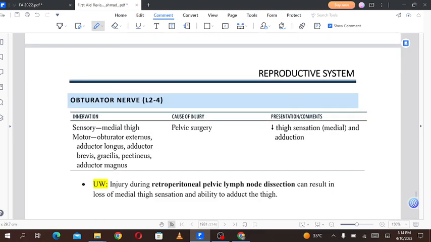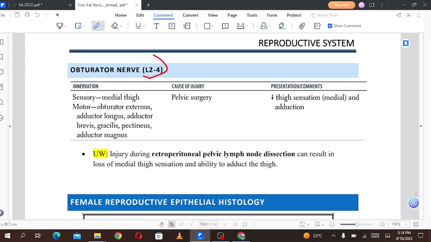Now we have the obturator nerve, with the root value L2 to L4. It provides sensory innervation to the medial thigh, and motor function to obturator externus, adductor longus, adductor brevis, gracilis, pectineus, and adductor magnus. It can be damaged during pelvic surgery. Presentation is decreased thigh sensation and weakness of adduction.